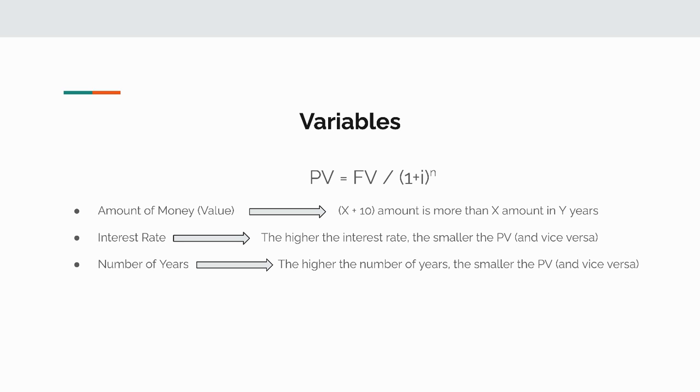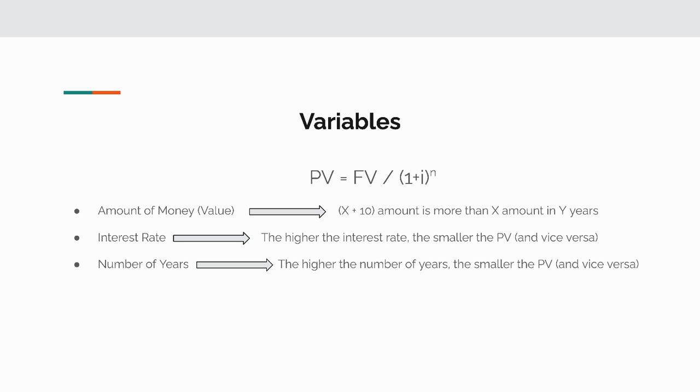Some of the variables that influence present value, number one, is the amount of money or the value. So x plus 10 amount is more than x amount in y years. As an example, if you had $10 and your friend had $100, in 10 years, your friend is still going to have more money than you. The ratio stays the same.